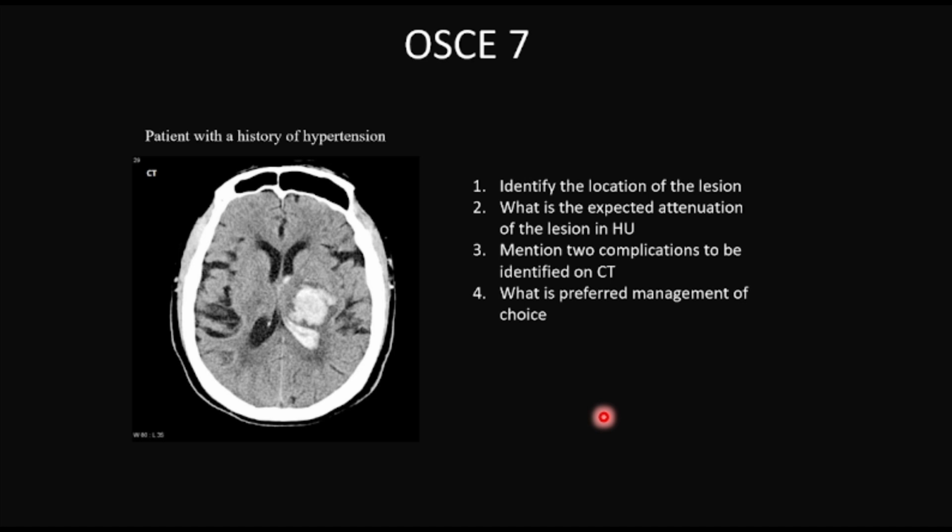Expected attenuation in HU would be bleed attenuation, that is 50 to 80 HU. Two complications of this to be identified on CT: one complication is already present here, that is the intraventricular extension, which can further cause hydrocephalus. One is the mass effect and intracranial herniations. What is the preferred management of choice? In this case, the cerebral edema has to be managed, and usually it's managed conservatively. So mannitol has to be given to the patient.